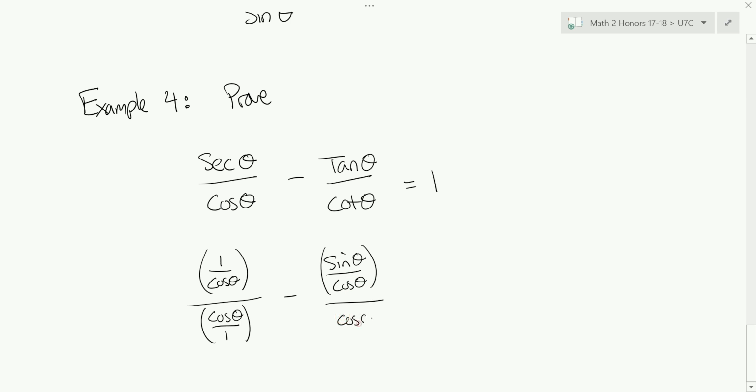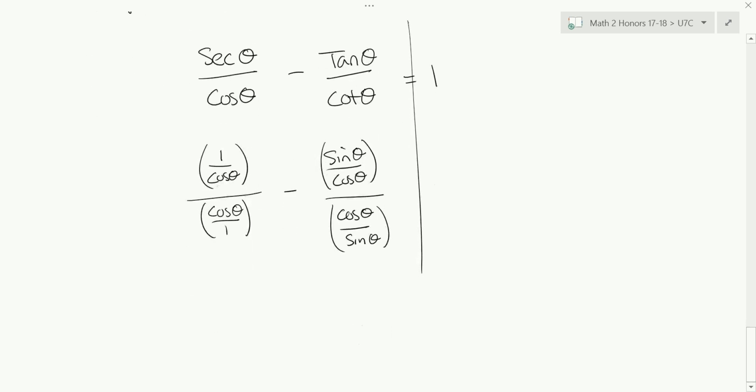Cotangent, cosine over sine. So this is what it looks like when we change everything in terms of sine and cosine. When you have a fraction divided by a fraction, you take the first fraction, the numerator, and multiply it by the reciprocal. Flip the denominator over. We get 1 over cosine theta times 1 over cosine theta minus sine theta over cosine theta times sine theta over cosine theta. That's what it looks like. You change the division problem into a multiplication problem.